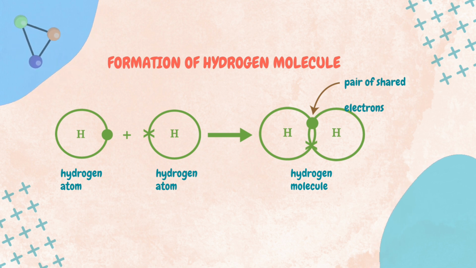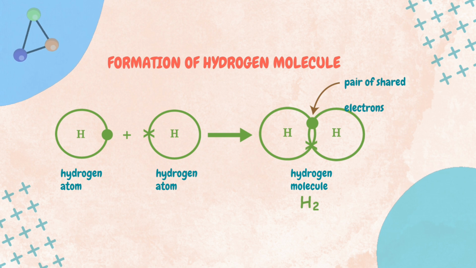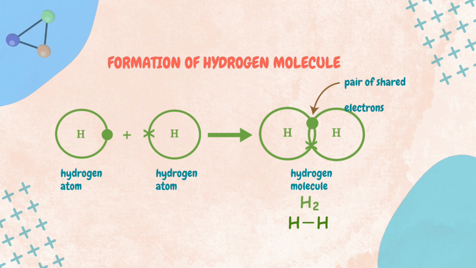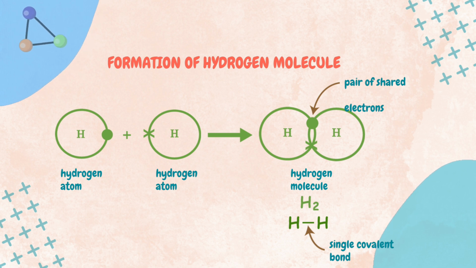The chemical formula for the hydrogen molecule is H2. It can also be written as H-H. The single line between two hydrogen atoms shows a single covalent bond found in the hydrogen molecule.